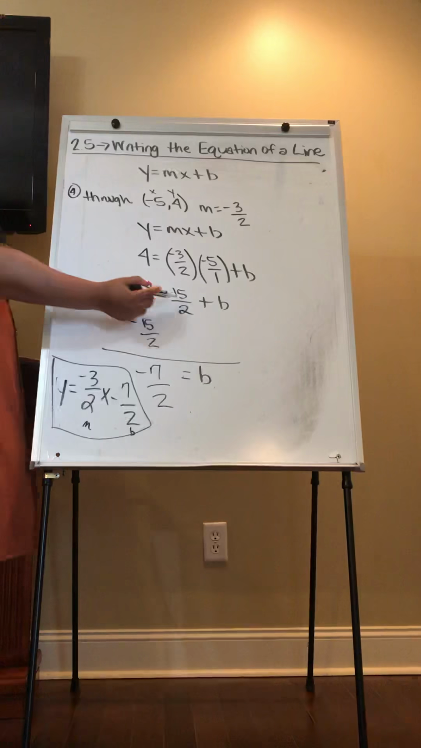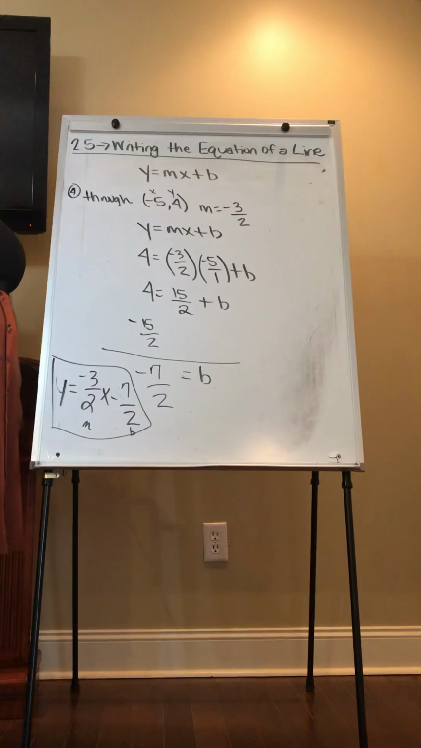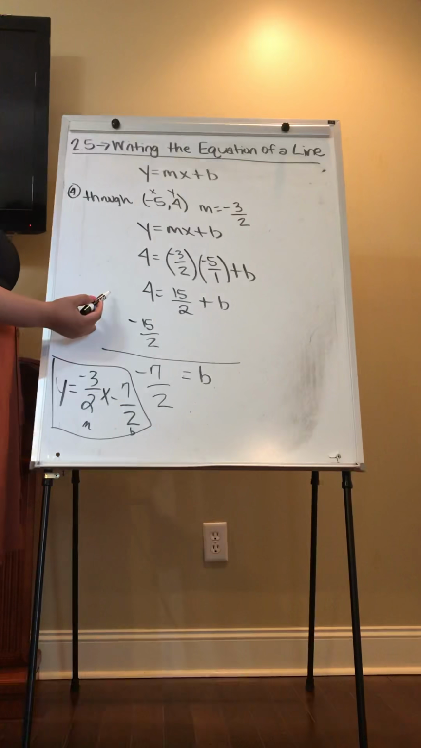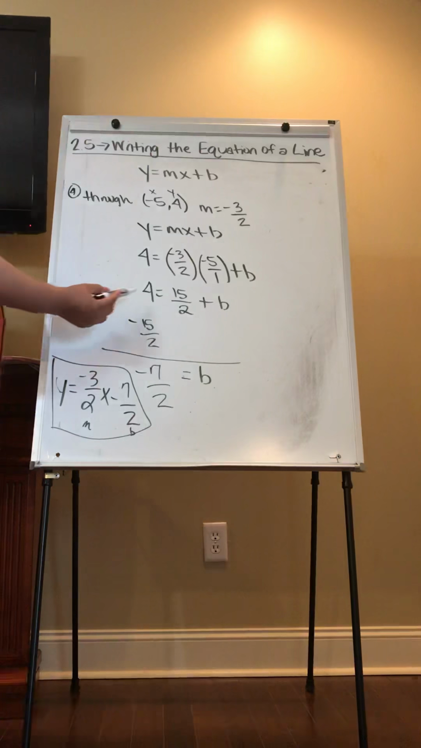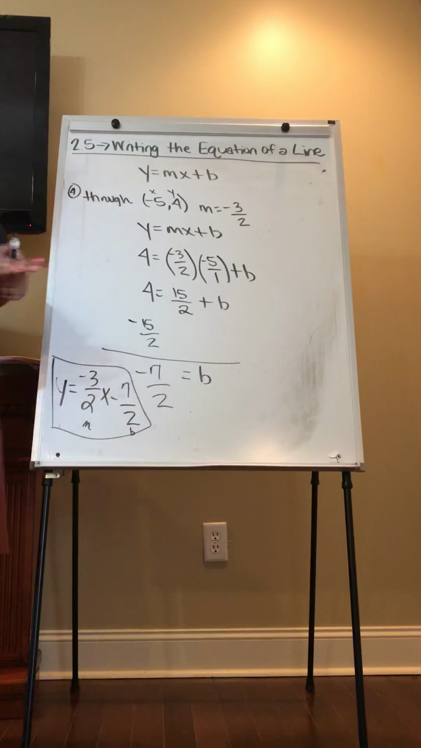So I don't want you to think all of these fractions will reduce down. Some of them will not. So you will still treat it like a whole number. You're going to take it to the other side by doing the opposite operation, which here we subtracted. 4 minus 15/2 gives you a -7/2. And you can type that in your calculator.